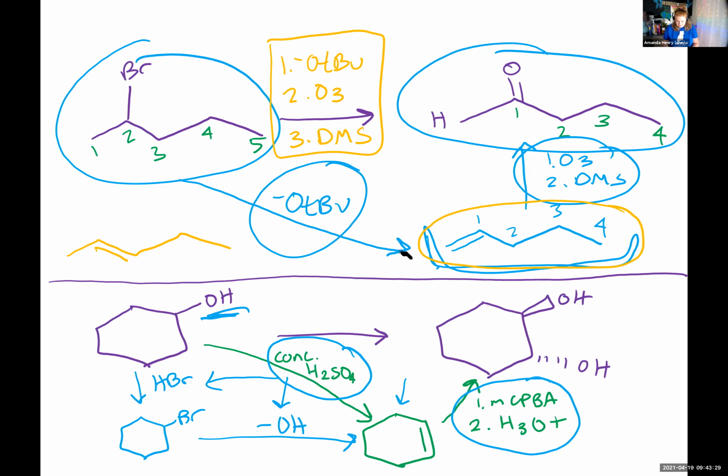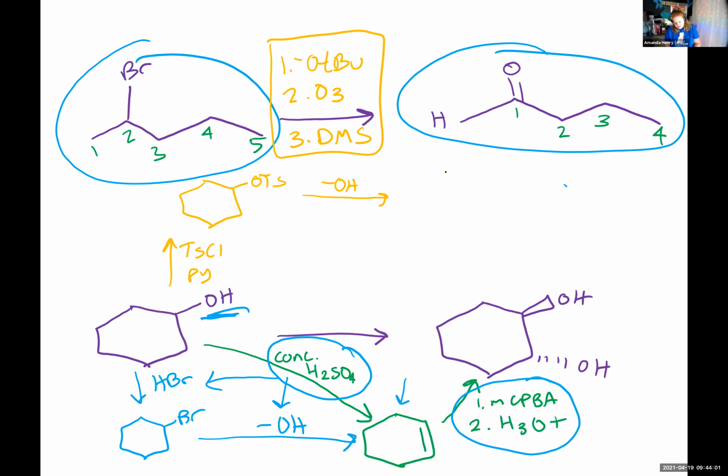Okay, so let's do an orange here. I'm going to show one more answer for the same question. We're going to use tosyl chloride with pyridine. And we would make OTs. And then we can use some base. So I'm just going to use hydroxide, no need to get fancy. We'll get our alkene. And then we would use MCPBA with H3O+.